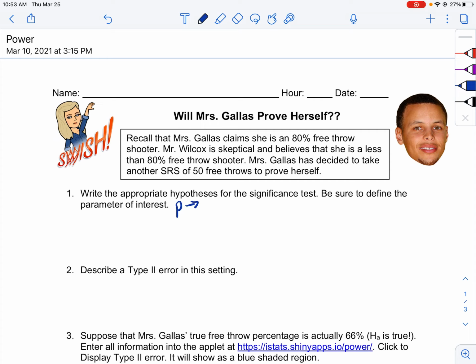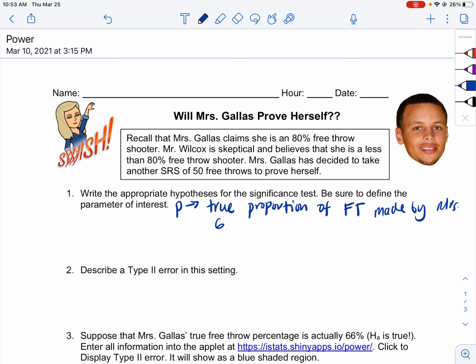We always have to start by defining our parameter so we know what we're trying to get. So in here, we're trying to get the true proportion of free throws made by Mrs. G. Because she's claiming she's an 80% shooter. Is she really gonna get 80% of the 50 free throws that she's making? We don't know. We'll see.